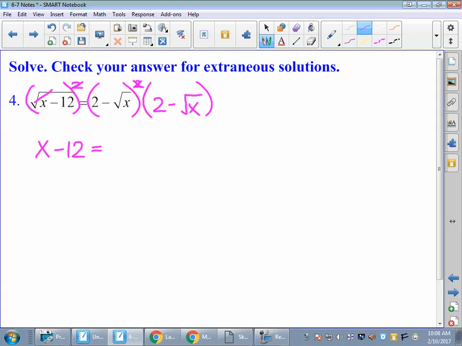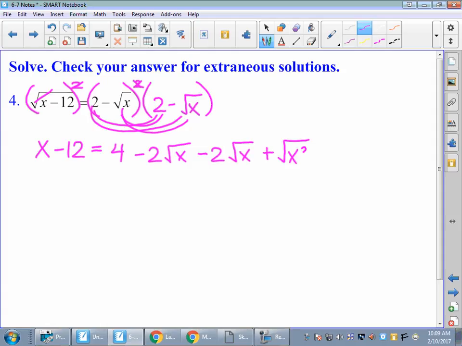So to FOIL, 2 times 2 is 4. Outer term is going to give me a negative 2 root x. Inner term is going to give me a negative 2 root x. And last term is going to give me a positive root x squared. So it's a little ugly, but not too bad. So I'm going to go through x minus 12. I'm just going to leave alone.